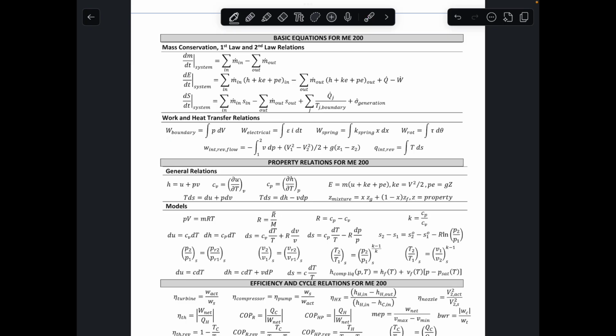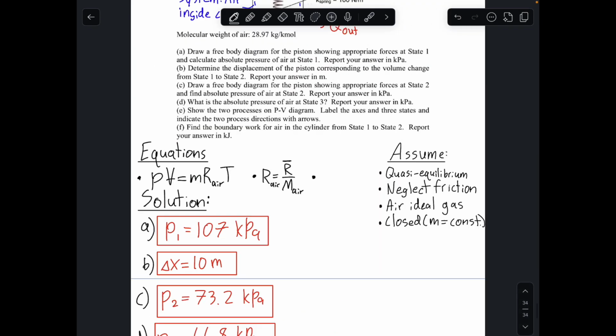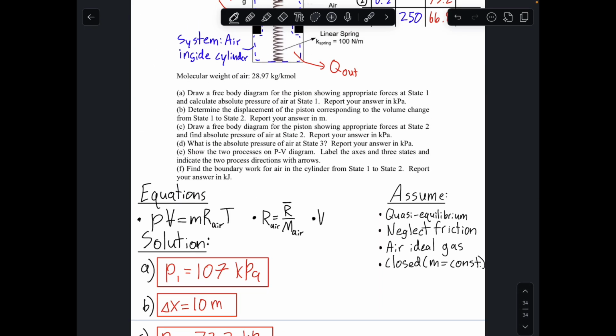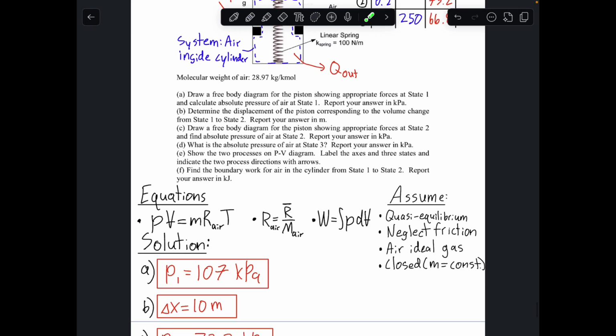So I'll go and write that in the equations section up here. So we just have our work is going to be equal to the integral of P with respect to total volume. And this will give us an answer in joules or kilojoules like they're asking for. So how are we going to evaluate this integral?